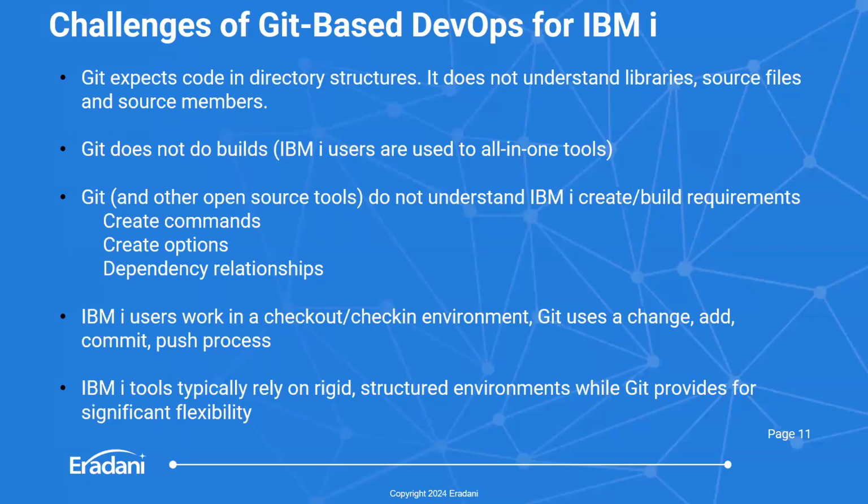And then IBM i tools typically rely on a structured, rigid promotion to production process. Code goes from my development environment to a test environment to production, or development to test, to QA to production, whatever that process is. Whereas Git offers a lot of flexibility, and that's a double-edged sword. Having a very fixed, rigid process makes things very, very easy, but it limits what you can do. Git's ability to create branches and all kinds of different paths to production can introduce a lot of flexibility, but also management issues, things that are hard to manage.